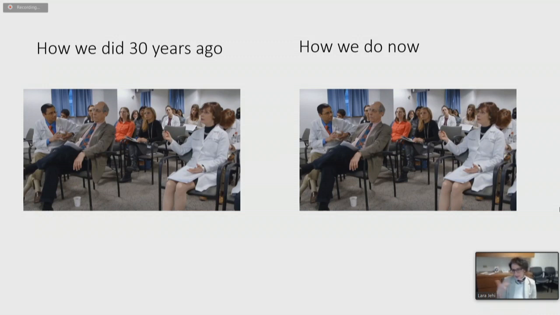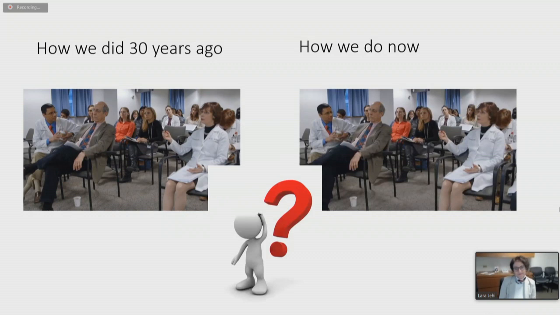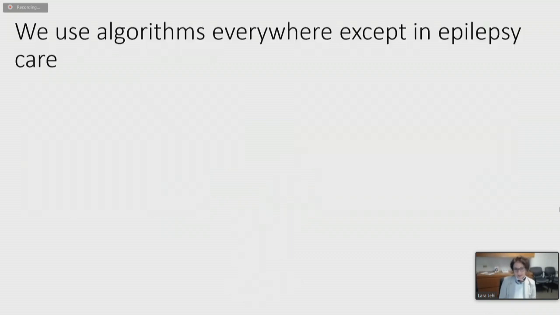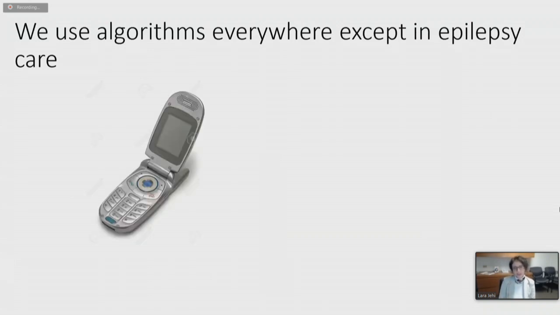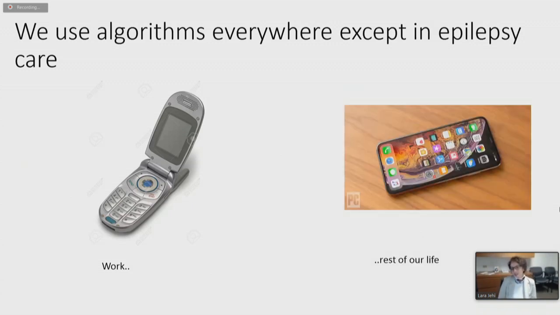The room changed, people got older, but it's the same practice. We still get in a room, sit together and talk, and that's how we make our decisions. Something is off now, so we use algorithms everywhere in our life, except at work, except in our case, caring for patients with epilepsy. It's like we're using a flip phone still at work. And we use this for the rest of our life.